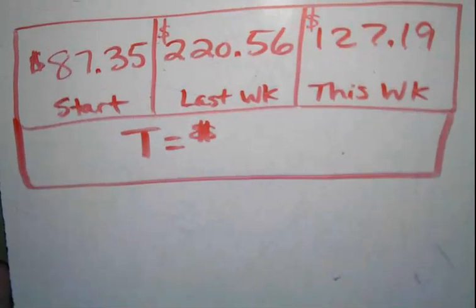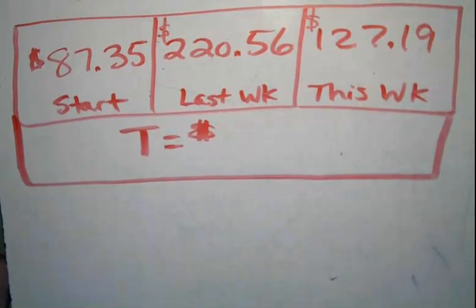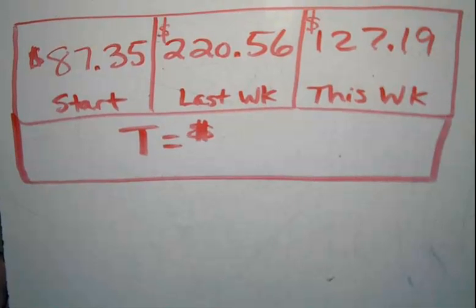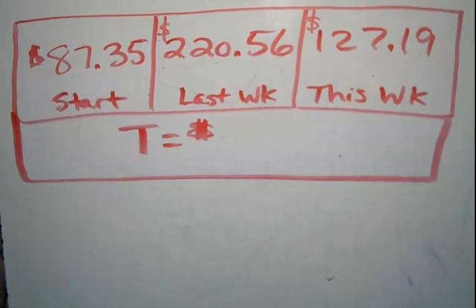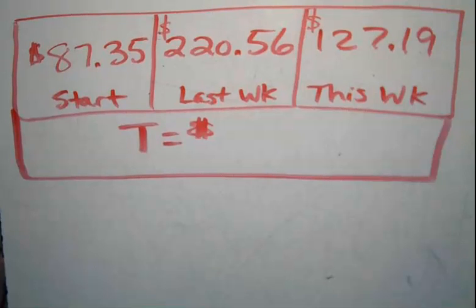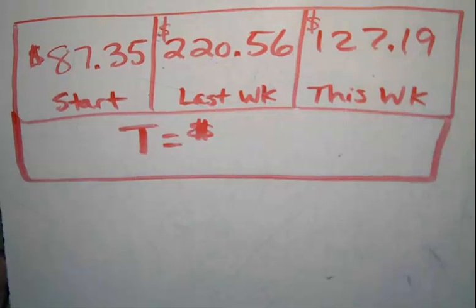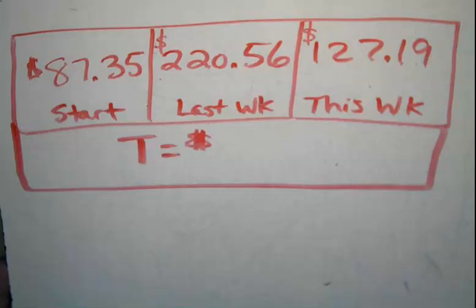Okay, so we have our numbers now. We started with $87.35. Last week he put in $220.56. And this week, $127.19. Again, we're solving for the total, so we're going to be adding all of this up. But you know me, I'm going to estimate first, so I know if my answer is reasonable or not.